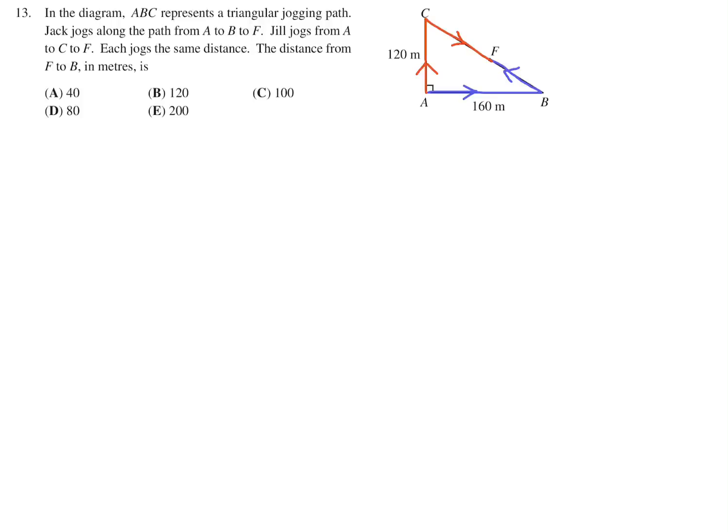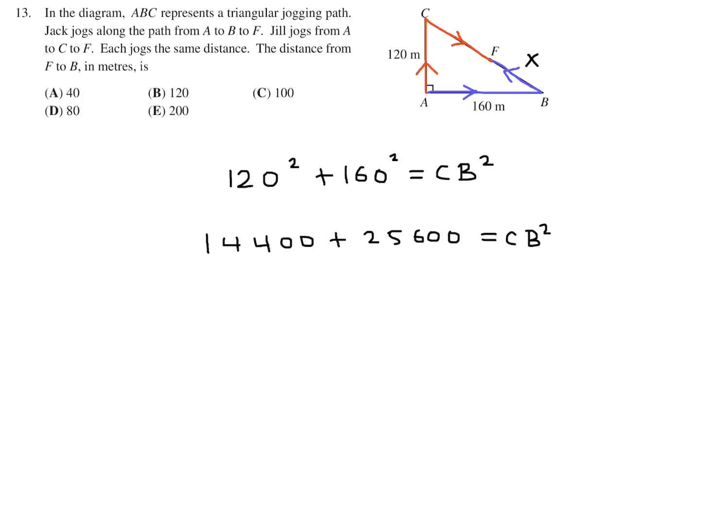So from F to B, let's call that X, that distance. And then we are going to need to know CB, the full hypotenuse. The good news is that they have given us the other sides, so we can use Pythagoras to figure out CB. So here we go. We got 14400 plus 25600 is equal to CB squared. And then that is 40,000 is equal to CB squared. And therefore CB is equal to 200. So this whole distance is 200.